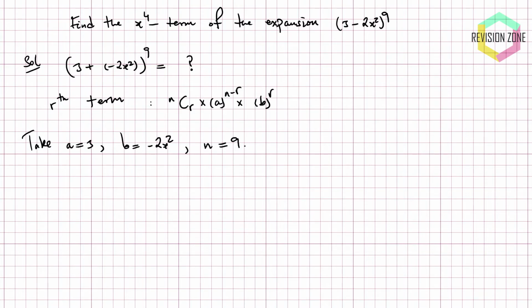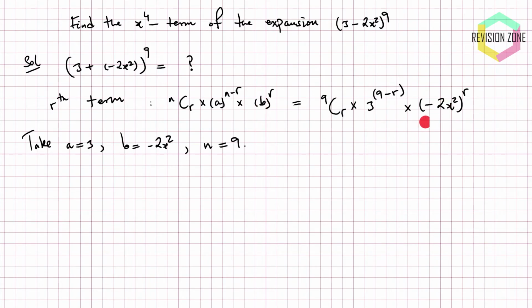In this case, we have a specific case where a is 3 and b is minus 2x squared. Remember, we have to have a plus in the middle of a and b, so the minus has to be tagged along inside the b. So we've got our a and b, and we know n is 9. We stick these into our general rth term formula. Our a is 3, our n is 9, that's 9 and another 9, and our b is minus 2x squared.